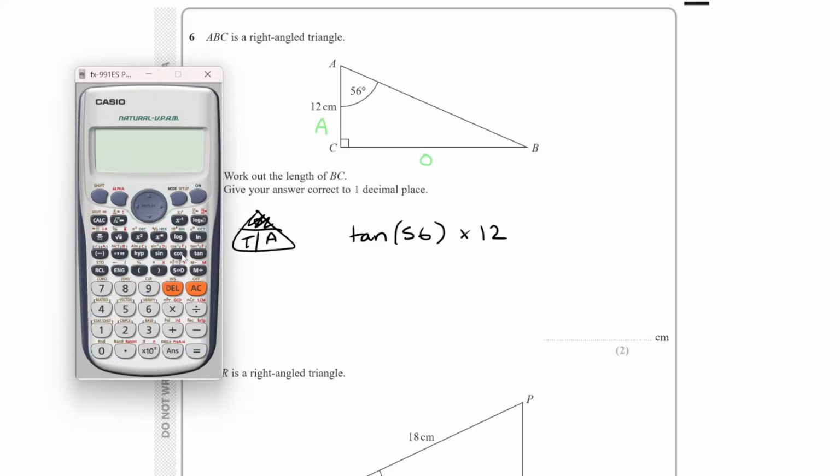So get rid of all that, tan 56 times 12, not 11, 12. There we go. And now because this is my final answer, I will just straight away round it. So it says 1 decimal place, that's obviously 17.8.